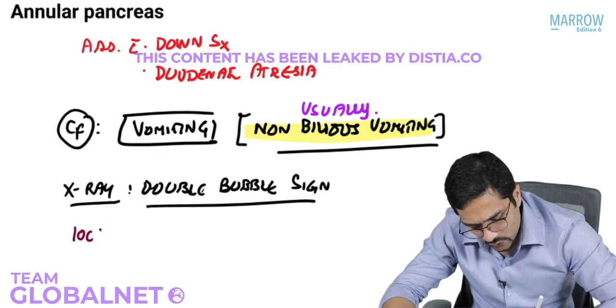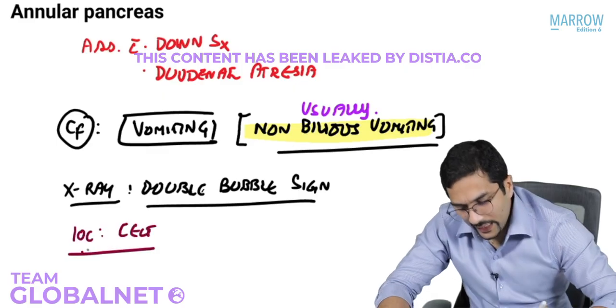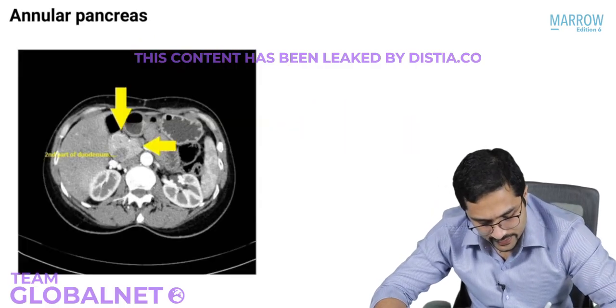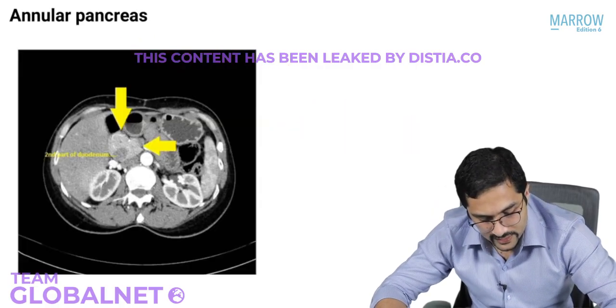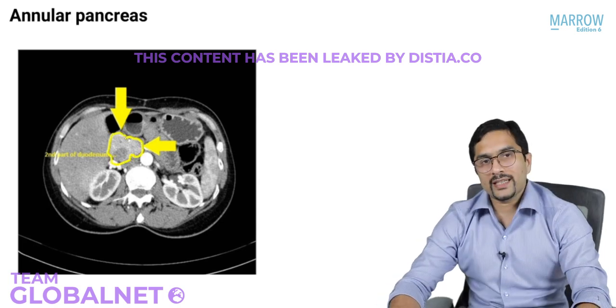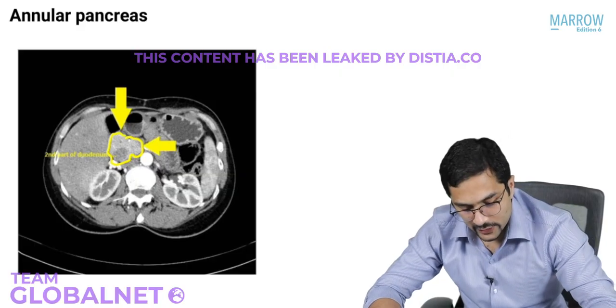The investigation of choice for this condition is CECT, and when we do the CECT, you can see here that this is the second part of duodenum and it is getting completely encased by this pancreatic tissue.